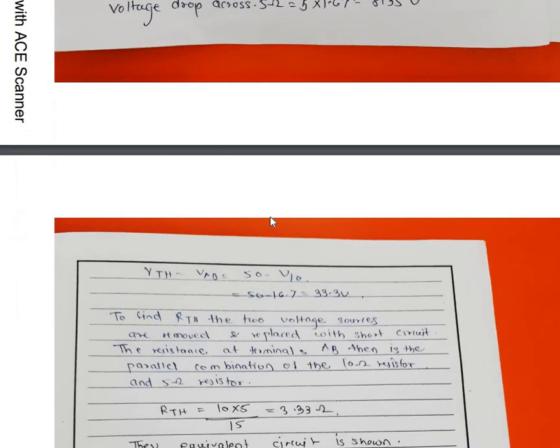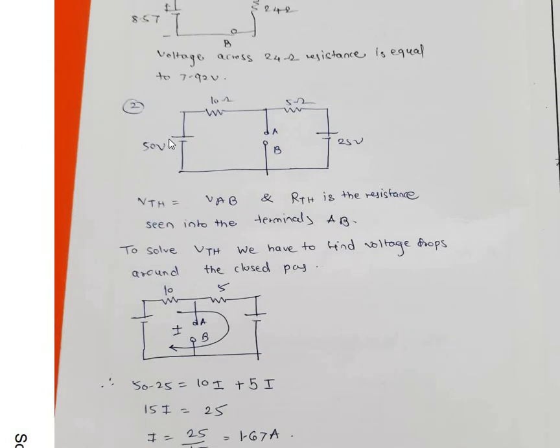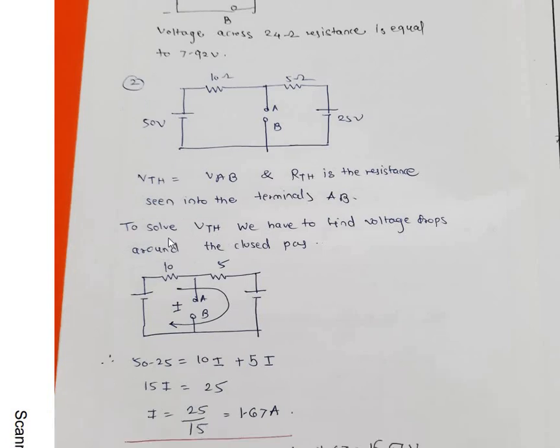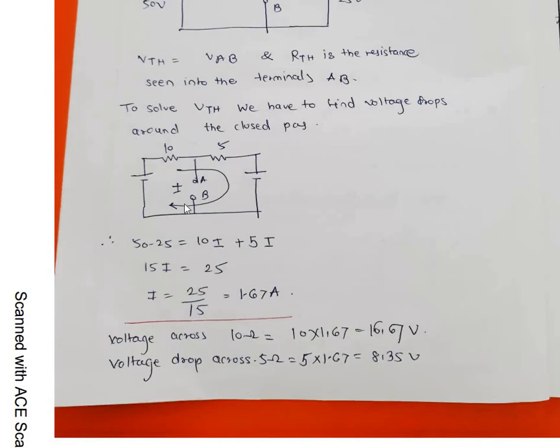Now in the same fashion, here you can see one more example. So 50 volt battery, 10 ohm, 5 ohm, and we want to apply Thevenin's theorem here in the middle portion, and this is one more source, 25 volt. So VTH is VAB, and RTH is the resistance seen into terminals AB. For VTH, if we want to solve, then we will consider this an open circuit.